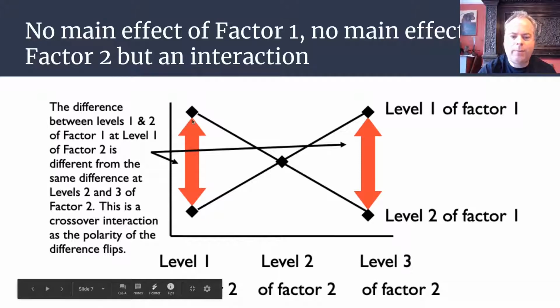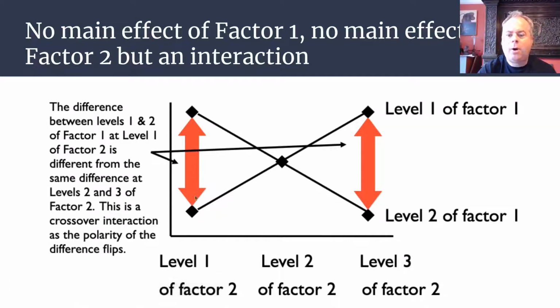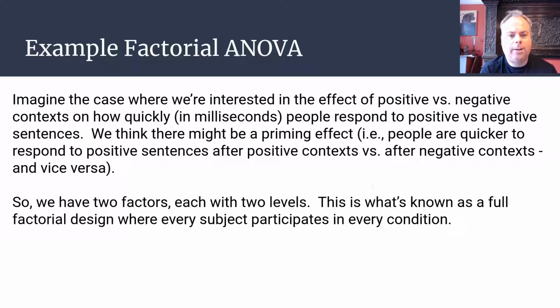So we've got a difference here between level 1 and level 2 of factor 1. We've got no difference at level 2 of factor 2, so no difference of factor 1 at this point, but then a flip of the polarity when we look at level 3 of factor 2. So a classical crossover interaction effect. So these are the kind of prototypical effects that we might find.